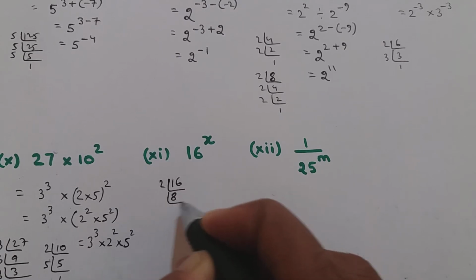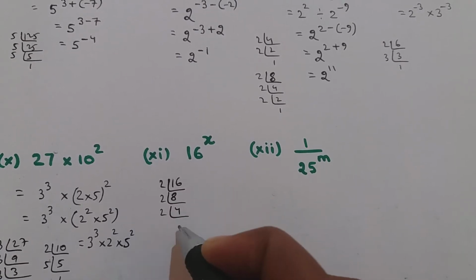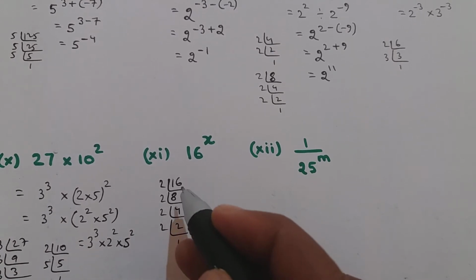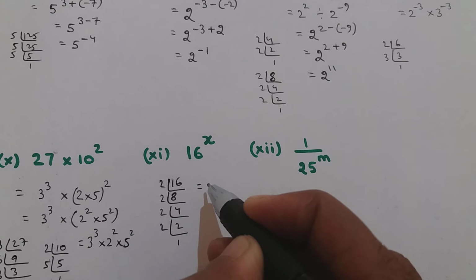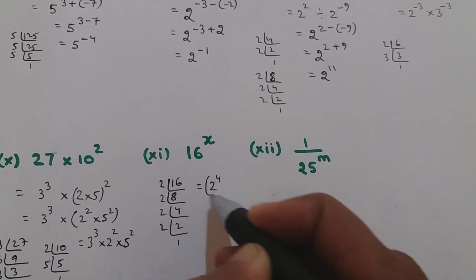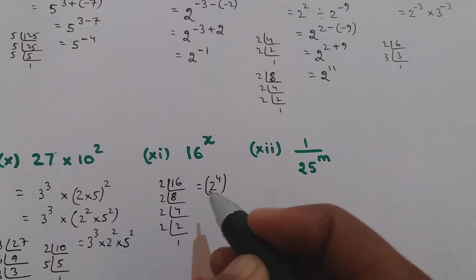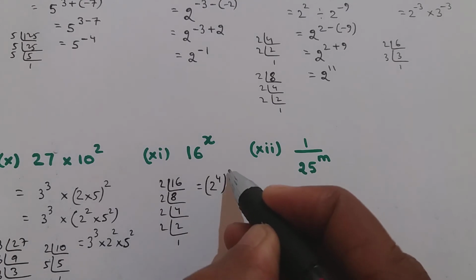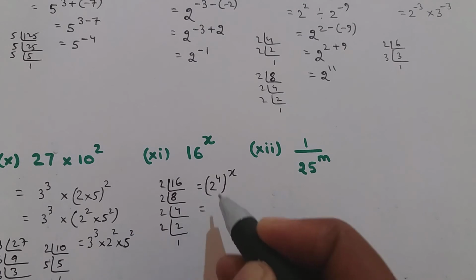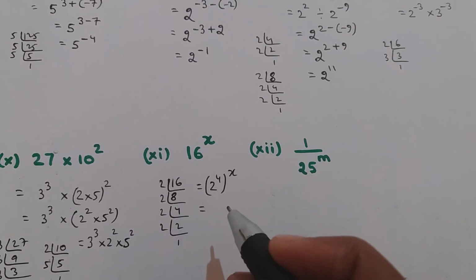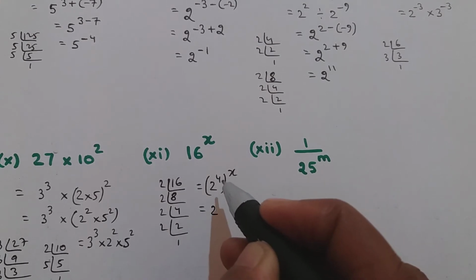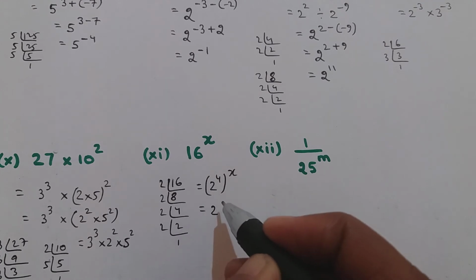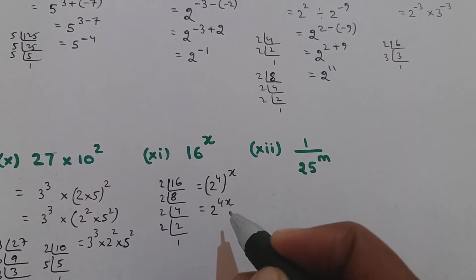So 2 8s are 16, 2 4s are 8, 2 2s are 4, 2 1s are 2. So 16 is 2 into 2 into 2 into 2, or I can say 2 raised to the power 4. Now 16 raised to the power x, I can write it as 2 raised to the power 4 whole raised to the power x. So that is 2 raised to the power 4 into x. We have to multiply these two powers, and 4 into x is 4x.